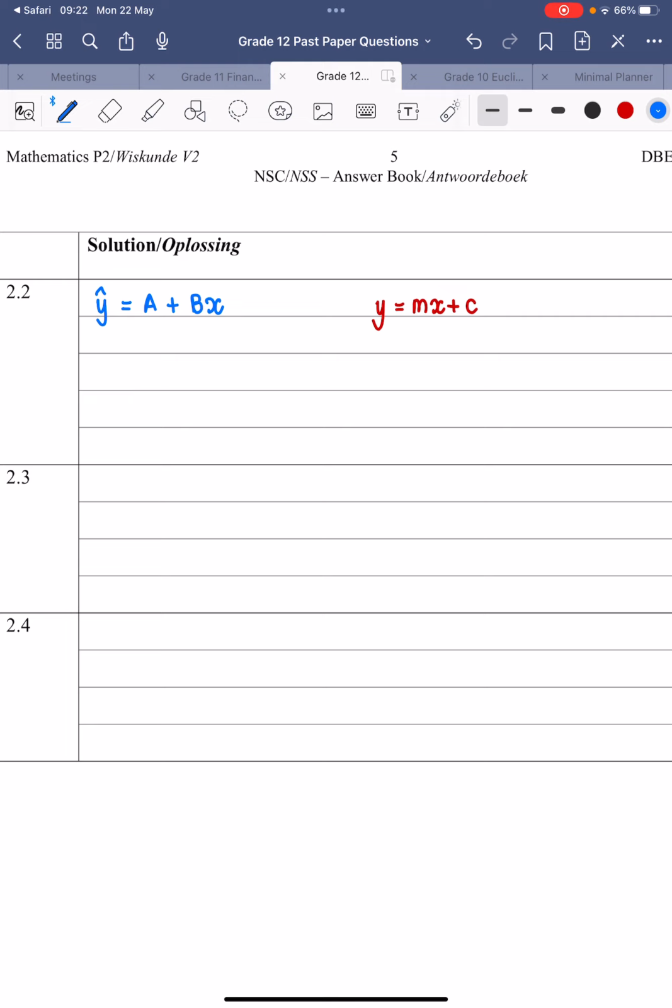Is that the standard frame for regression? This one, yes. The blue one.